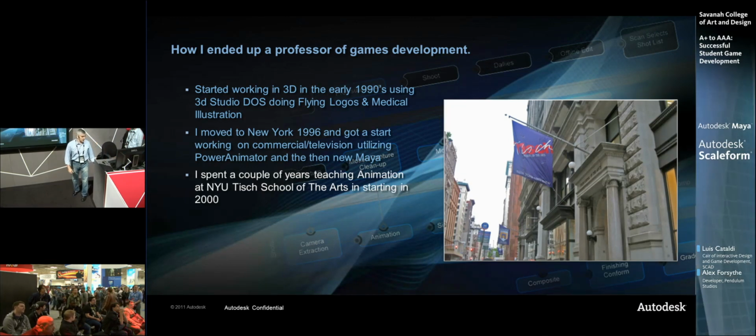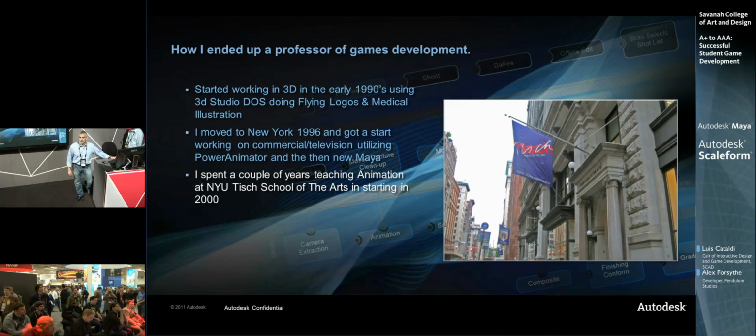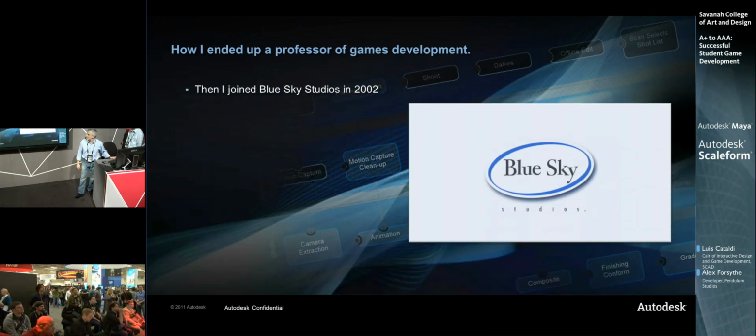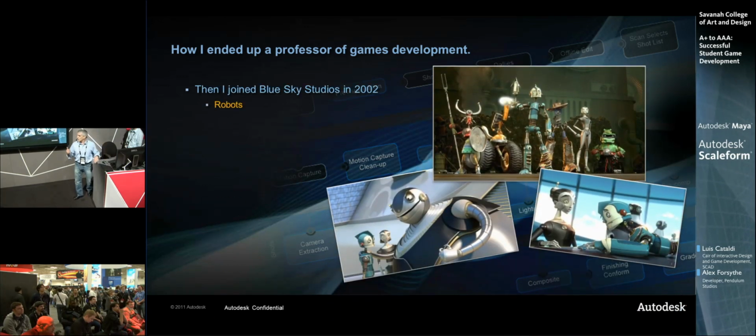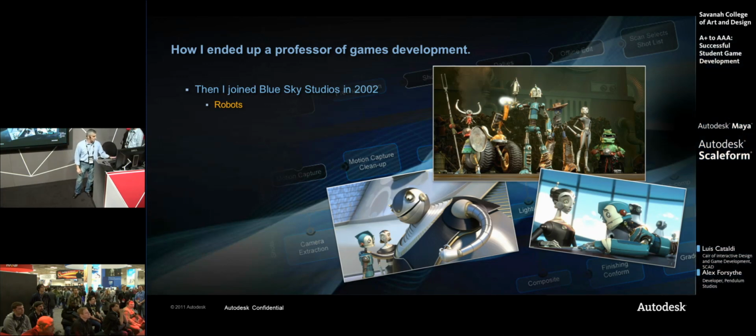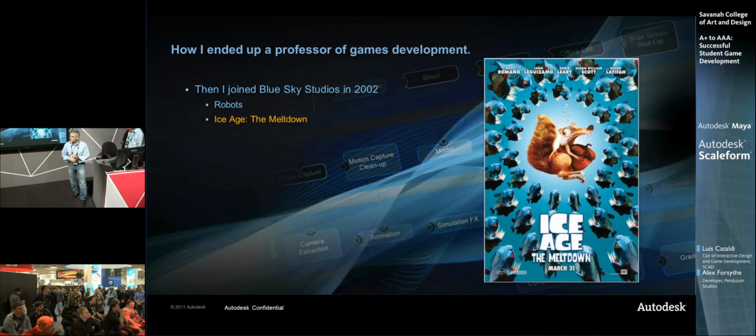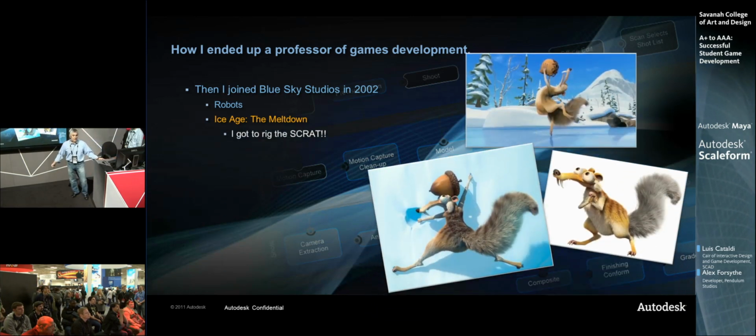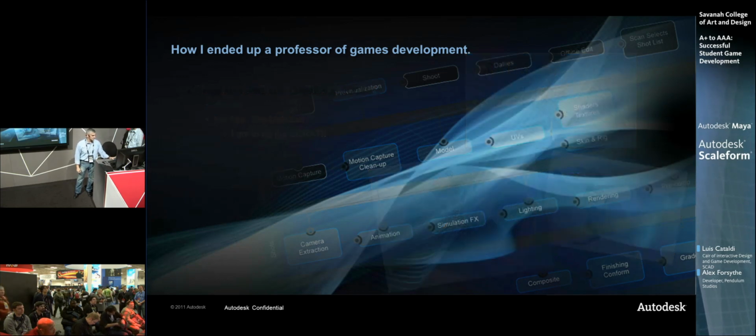I taught at NYU for a couple years, which was a great experience for me and really got me excited about education and the opportunity to work with students. And then I ended up joining Blue Sky in 2002. I got to work on Robots. I got to rig a lot of these characters as a technical animator, and actually worked on Ice Age 2: The Meltdown, which was very cool. Very happy to have been able to rig Scrat, which was really an awesome character to pull together and make work for all the crazy things that the animators like to do to that guy.